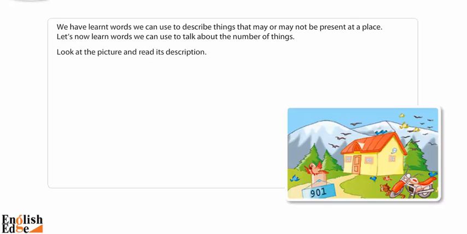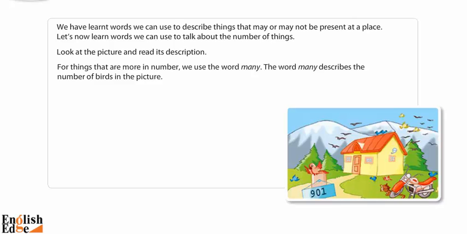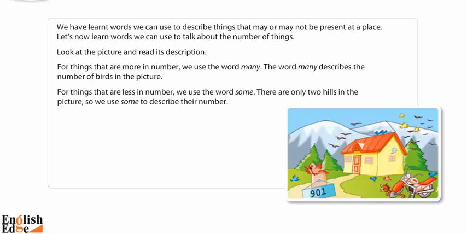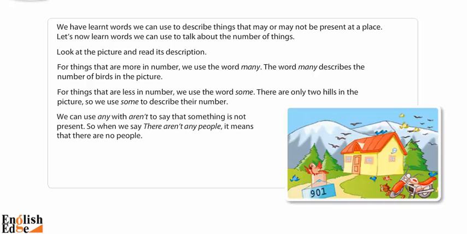Look at the picture and read its description. For things that are more in number, we use the word many. The word many describes the number of birds in the picture. For things that are less in number, we use the word some. There are only 2 hills in the picture, so we use some to describe their number. We can use any with aren't to say that something is not present. So then we say, there aren't any people. It means that there are no people.